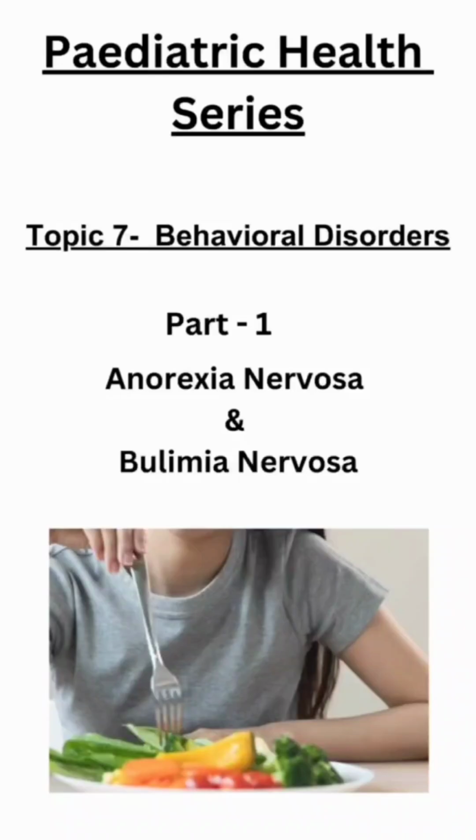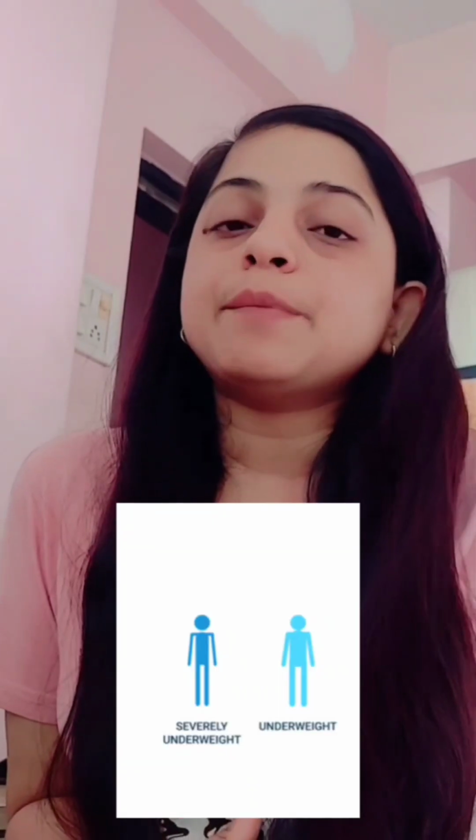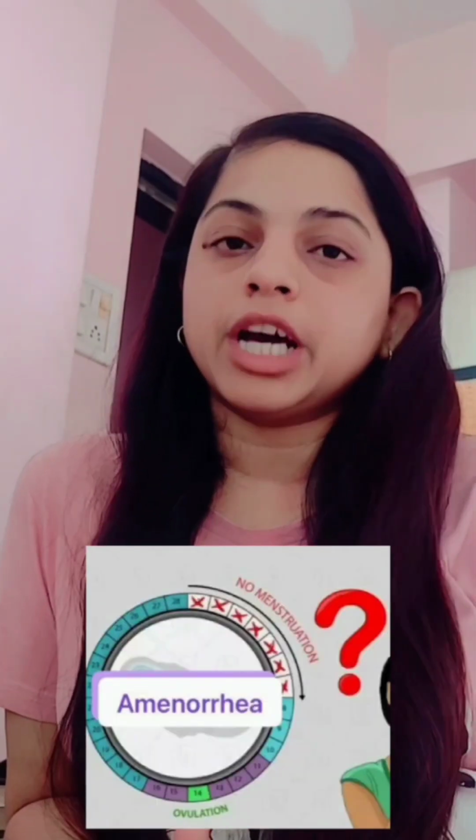Today I am going to explain the first topic in behavioral disorders, which is anorexia nervosa and bulimia nervosa. First I am going to explain anorexia nervosa. Anorexia nervosa is an eating disorder characterized by a body weight less than 85% of what is expected for their particular age and height. Here the patient has a fear of gaining weight in spite of being underweight. In postmenarche girls, they suffer from amenorrhea.